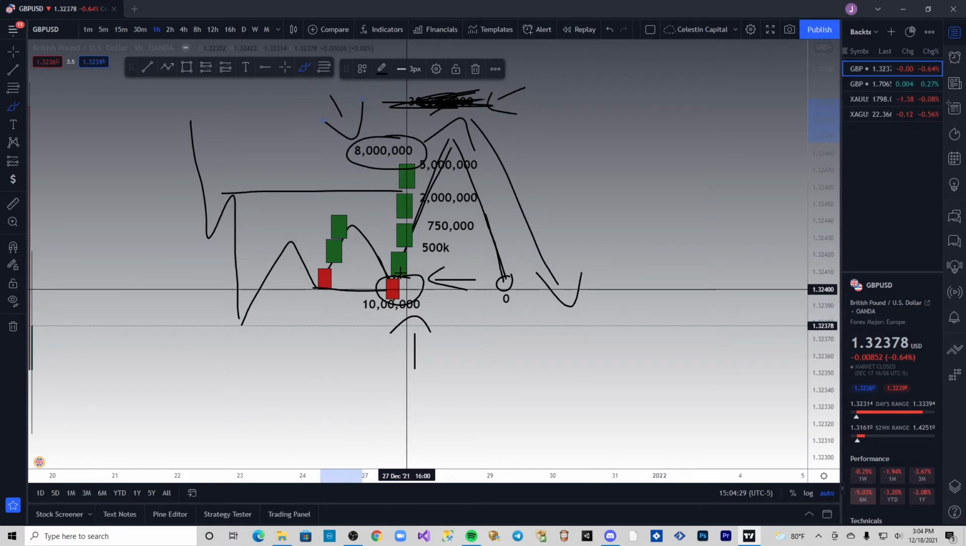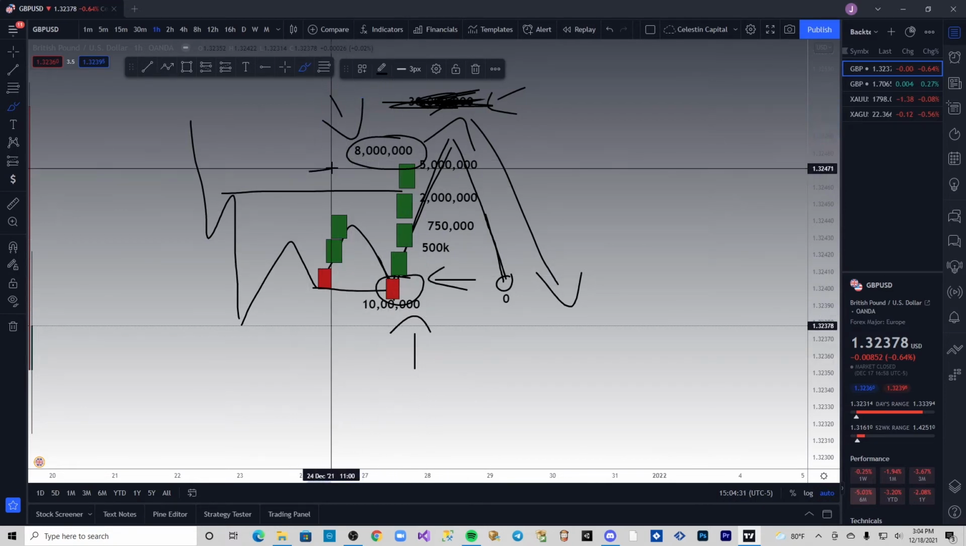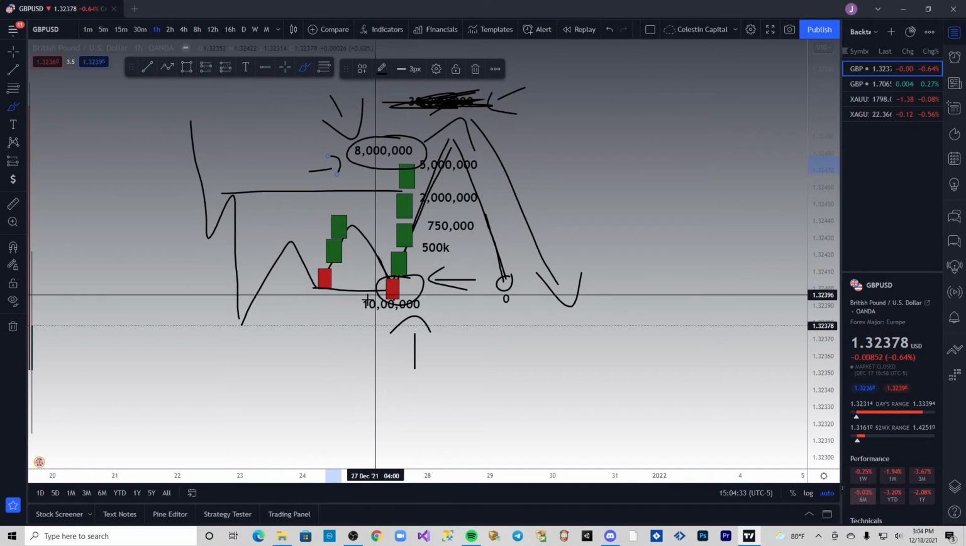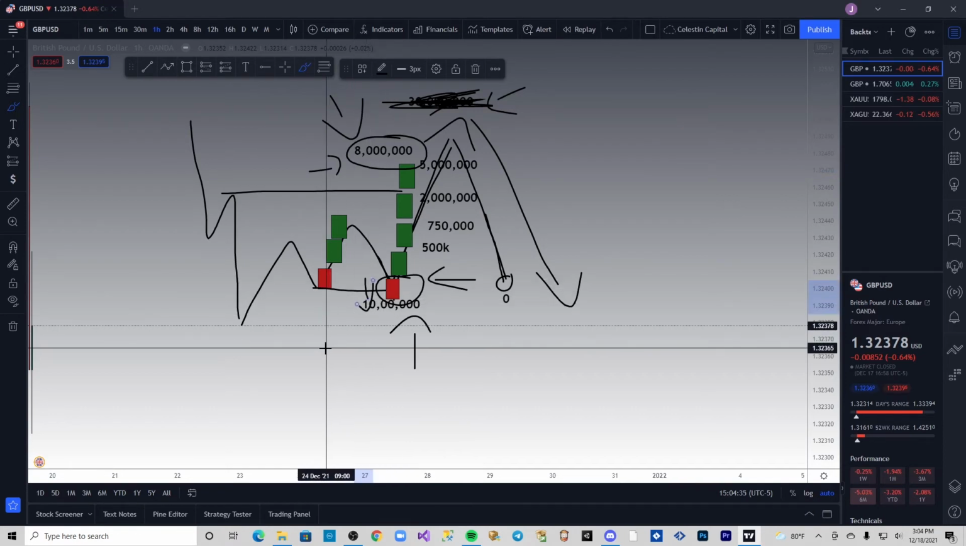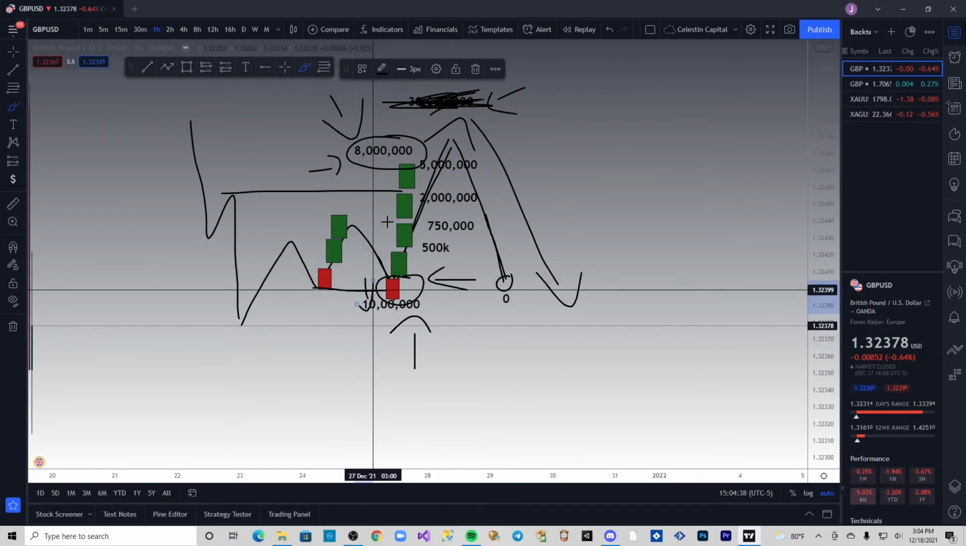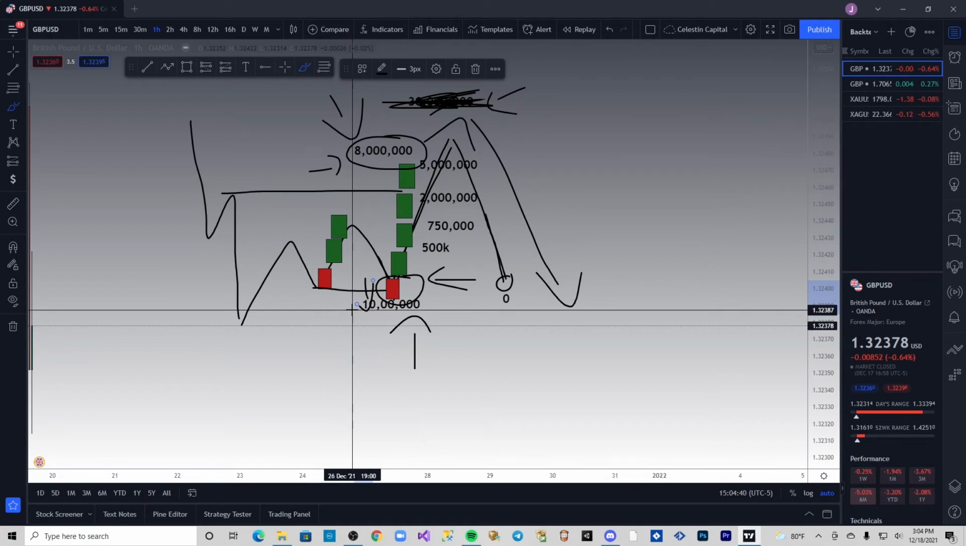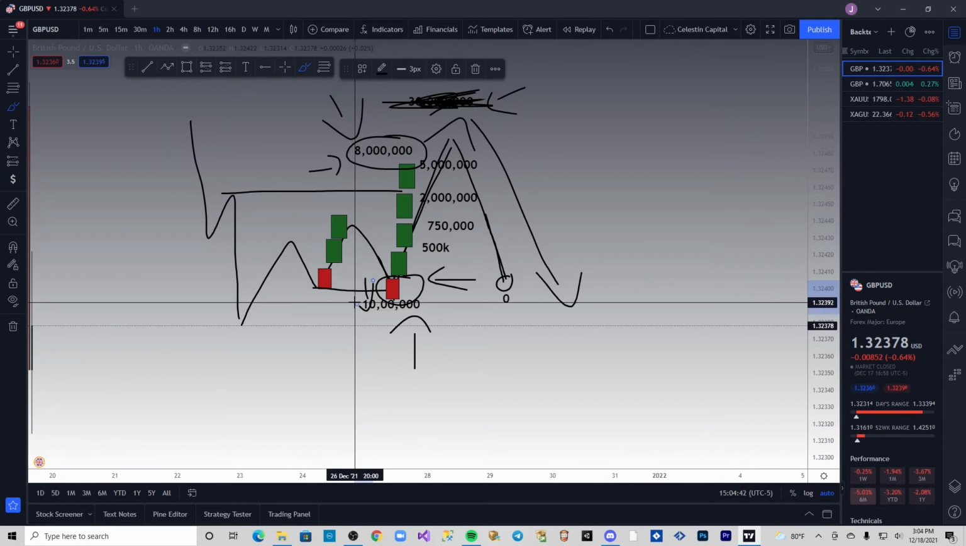Again, the market would not be able to make this 8 million if he didn't sell to tap into this pool of liquidity to generate the money to be able to buy the market up. I hope that's making sense. And it's the same thing the other way around. The market buys up to sell, sells to buy, whatever.